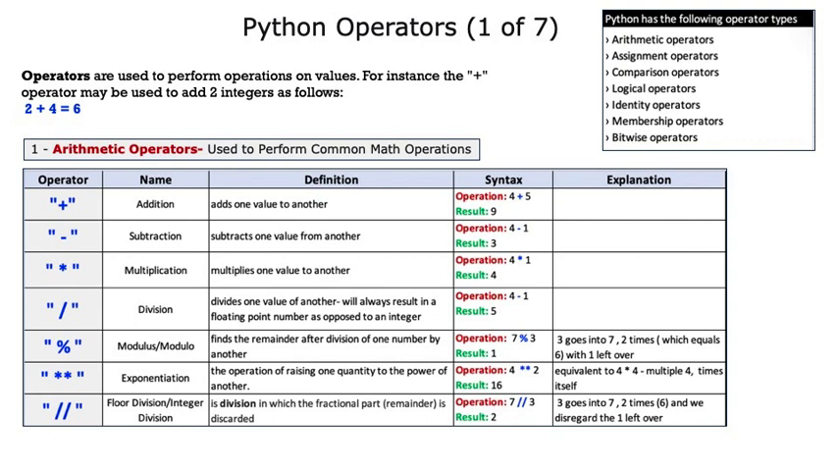Then we have exponential. That's the operation of raising one quantity to the power of another. That's probably familiar to most. And then floor division or integer division is division in which the fractional part, the remainder, is discarded. So 7 floor division 3 results in 2. 3 goes into 7 2 times, which is 6, and we disregard the 1 left over. It could be seen as kind of the opposite or the invert of the mod or the modulus.